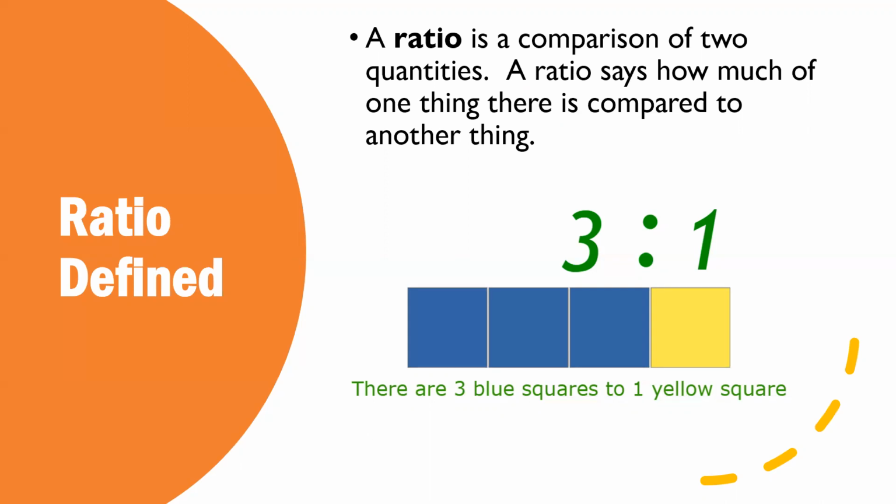But as you develop more maturity in math, you realize that ratios don't only have to compare 2 things. They can also compare 3 things, 4 things, and so on. So we could have a ratio with more than 2 quantities. But for now, we'll just be looking at ratios with 2 quantities, in this case blue squares to yellow squares, so 3 to 1. Any questions on this?